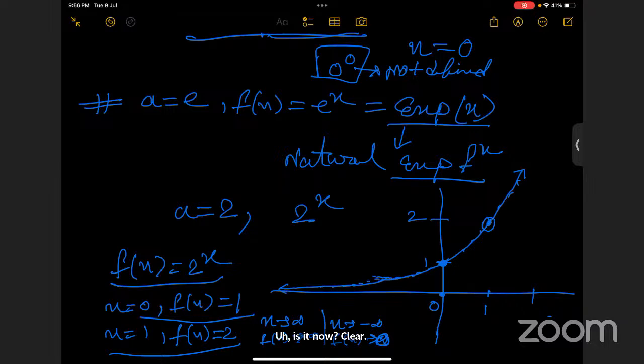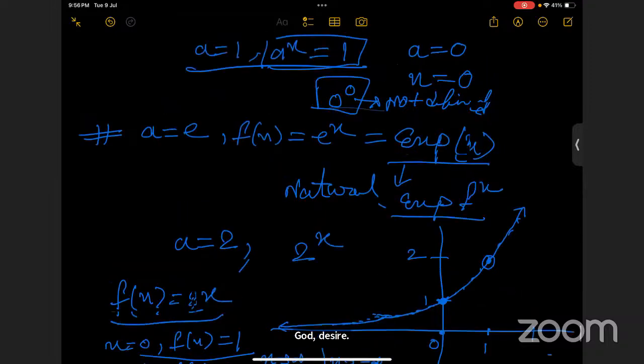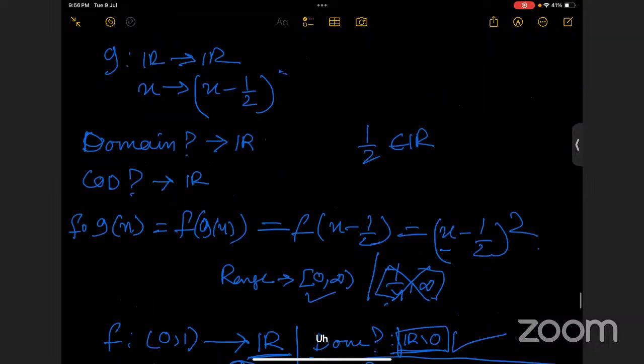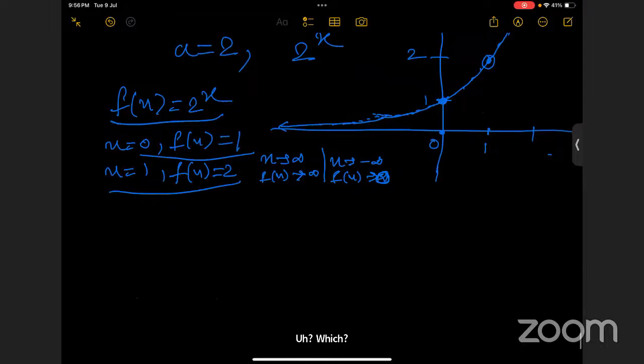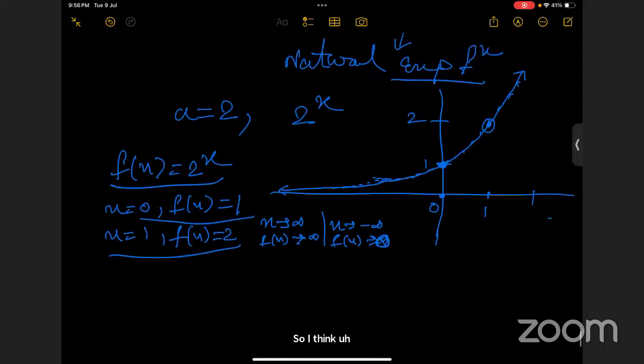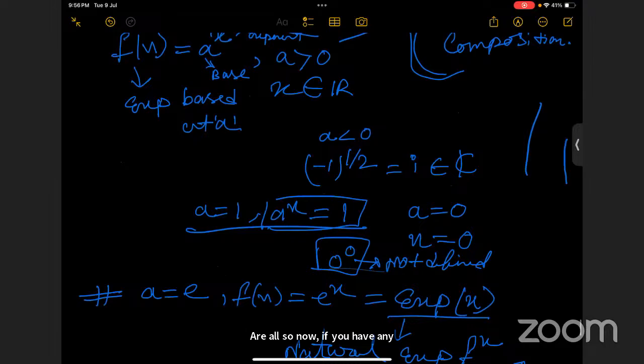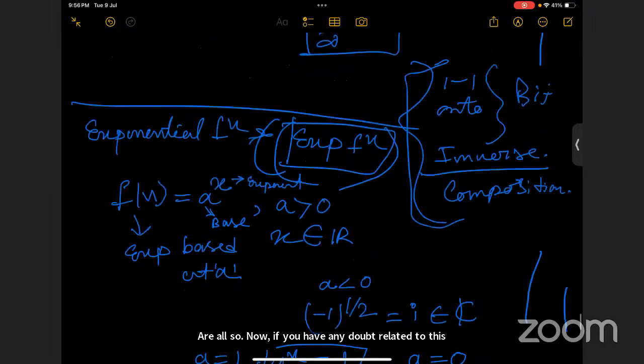So I think these are the concepts which were covered throughout week 5. I think there was nothing out of this, right? Yes, ma'am. Except this thing, I think there was nothing. So these are all. Now if you have any doubt related to this, you can ask it.